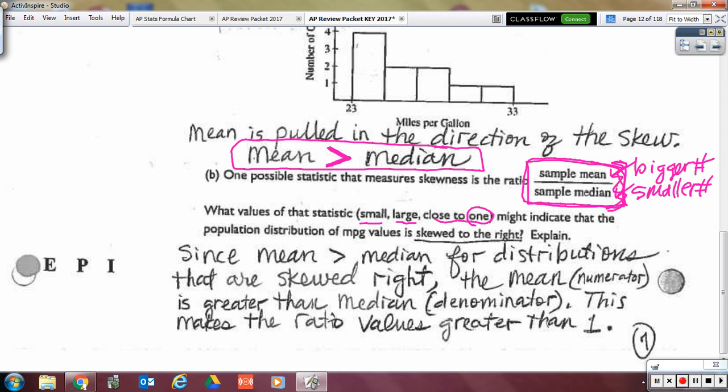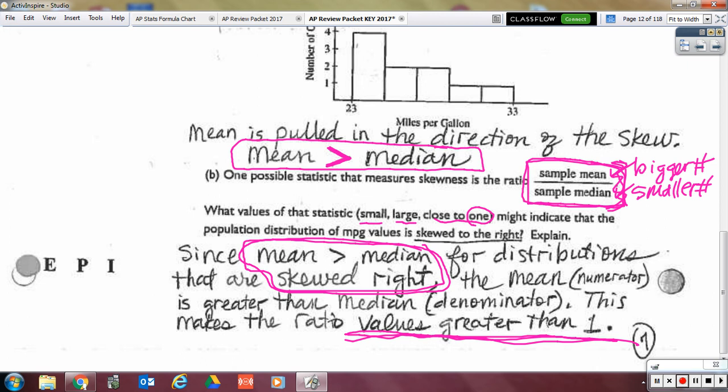Here are the 2 things you had to include to get full credit for this problem. The first thing is you had to say that it is large values or values that are greater than 1. Saying that gets you partial credit. The other thing you had to include is a reference to the relationship between mean and median, saying that this is occurring because when the mean is greater than the median, it's skewed right. That gets you the other point.